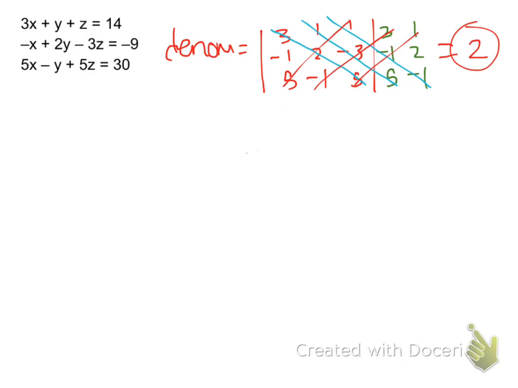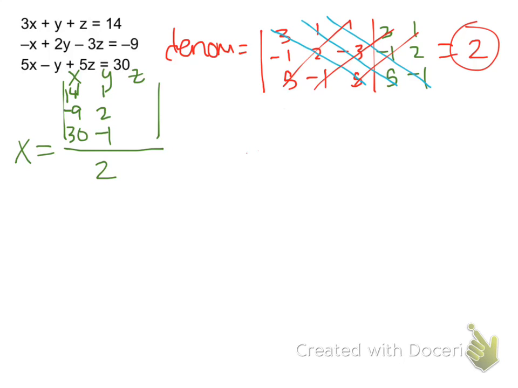Now let's go ahead and set up to find our x. So first of all, let's not forget that we have a denominator, that's 2. And now if we set up our matrix, again thinking about this as our x column, our y column, and our z column, we can't use the coefficients in our x column, so I'm going to use the constants of 14, -9, and 30. And then for my y column, I can use those y coefficients, 1, 2, -1, and my z column is 1, -3, 5. So now go ahead and rewrite the first 2 columns and figure out what the numerator of your x should be.